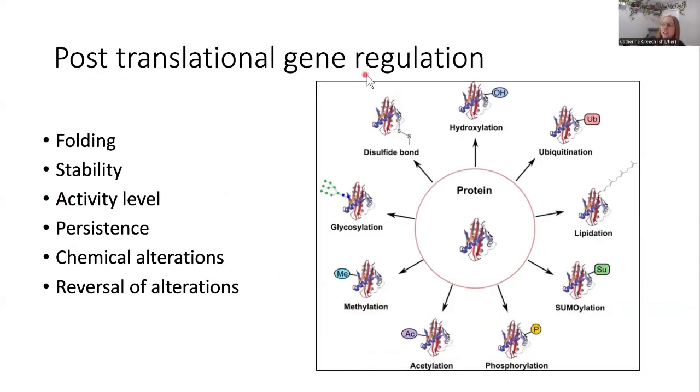In post-translational gene regulation, the way that we fold and how stable the protein is affects its longevity and its function. We also can decrease the active level using chemical alterations or physical alterations like folding it differently. And then how long your protein is in existence affects what it's going to be doing. And we can also change our alterations after we add them. So one protein can have many different manifestations.